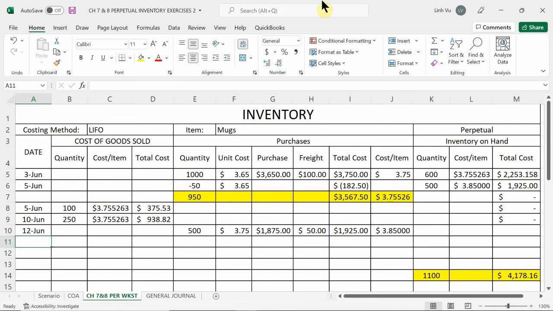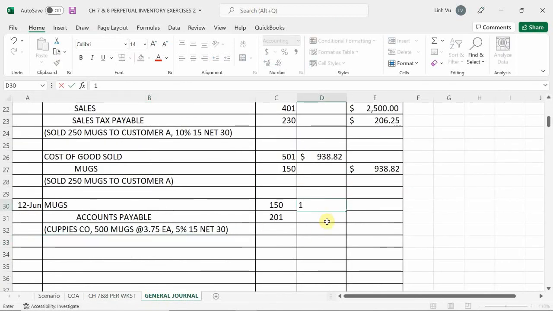So there you go. You got 1925, and there we go. So now we have a grand total of 1,100 units at $4,170 and supposed to be 15 cents. Okay. All right. So then now we can plug this number in that we purchased the inventory for a total of $19.25. Okay.